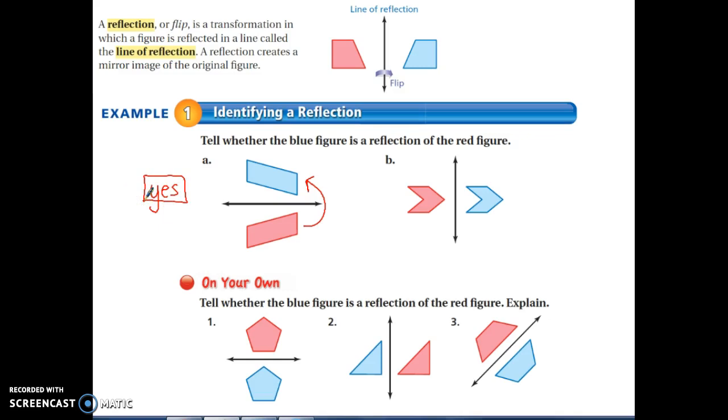For example B, if I were to fold this red image over my line of reflection and stamp it on the other side, when it stamps, it would look more like this, which is not the image that we have with our blue figure. The blue figure is simply a translation, not a reflection. So this one for part B is no. Go ahead and try 1, 2, and 3 on your own.